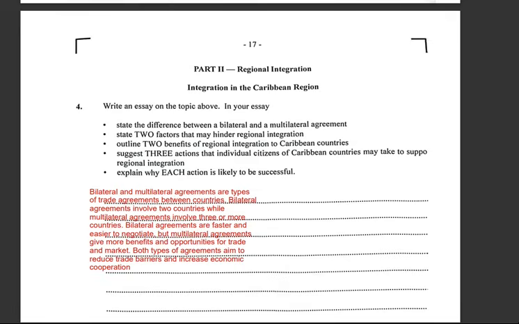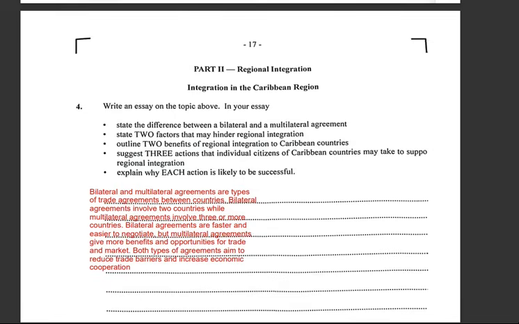So if we are having competition and integration in the Caribbean, more than likely we would have to see the regional integration leading into the Caribbean countries. Alright, good. So here it says outline 2 benefits of regional integration, right?